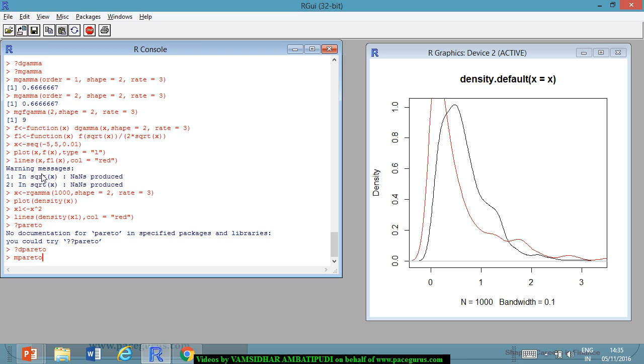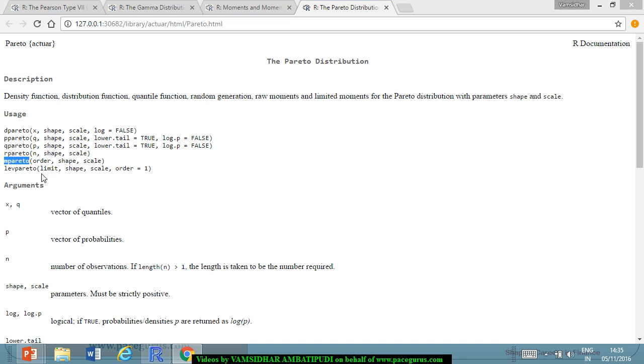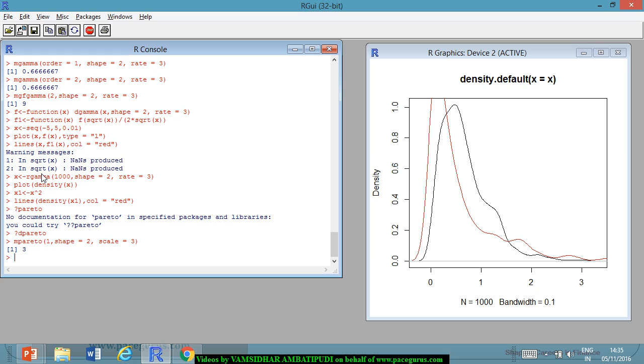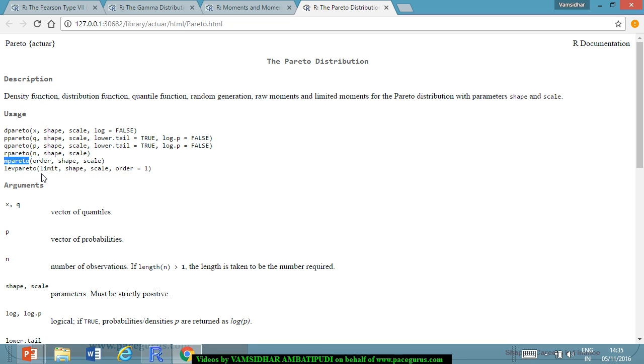So if I say mpareto, let's say the mean I want for a Pareto distribution, I'll say 1. Then I have to give the shape as well as the scale parameter. So you say shape is 2 and you say scale equal to 3. So we are getting the Pareto distribution's first order moment, which is the mean, which is working out to be equal to 3. So you can compare them with the theoretical formulas. So that's how we can simplify our understanding of the subject regarding the different distributions.